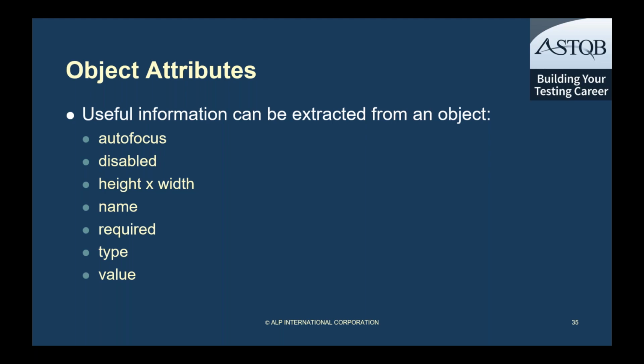We can also get attributes like the height and the width of that object, and even the location of that object on the screen. The name of the object, typically objects do have names if developers make sure that they do. Otherwise, it can be a randomly generated number that's assigned to that object at the runtime. And whether or not that object is required for input or not is something that we can check for. And the last two are the type of object. Is it a button or is it a radio button? Is it an edit field or is it a drop-down list?